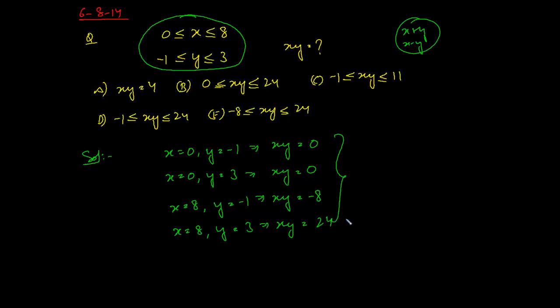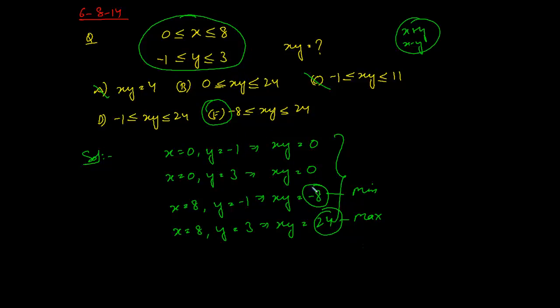Out of these values, pick up the maximum and the minimum possible. As we can see, the maximum possible is 24, so we can eliminate answer choice A, we can eliminate answer choice C, and the other three hold true. The minimum possible value is -8. So if the minimum is -8 and the maximum is 24, let's see which of these holds true. Right, answer choice E works, so that's the answer.